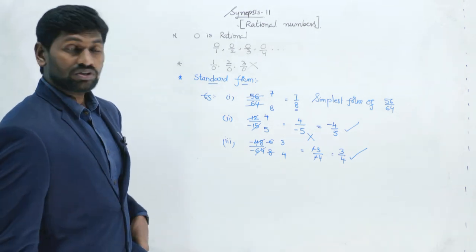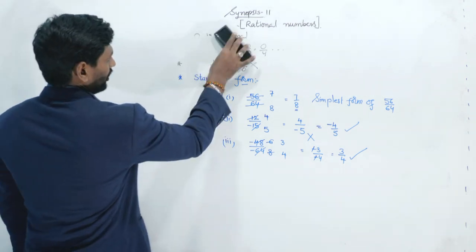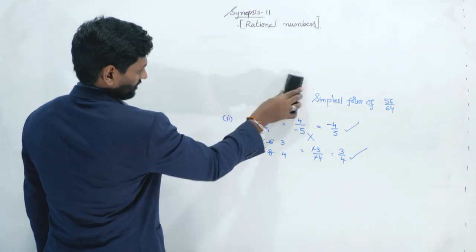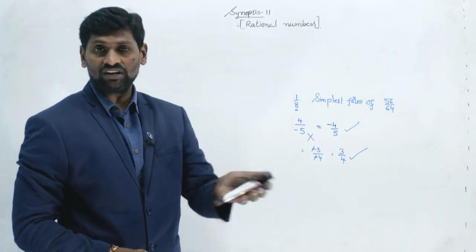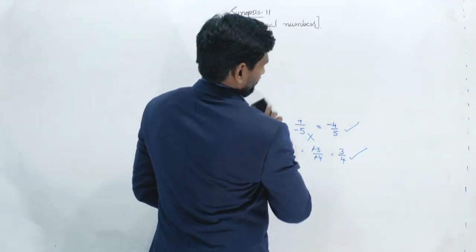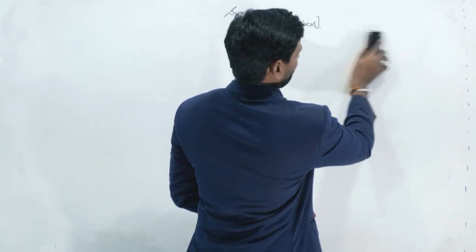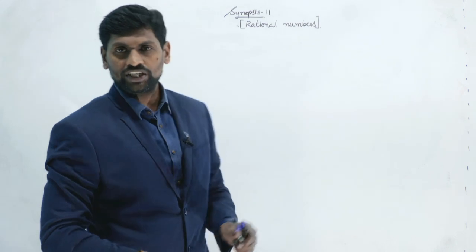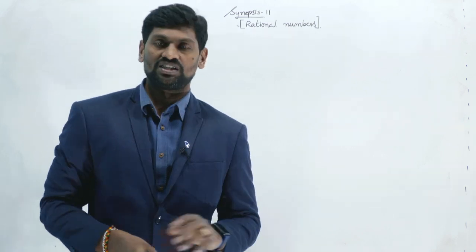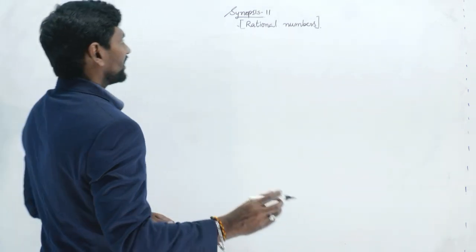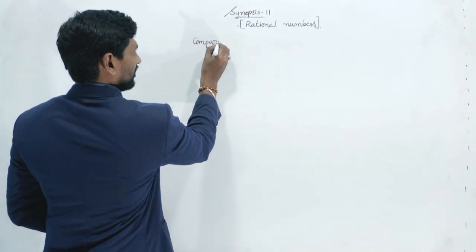So let us go to the next concept: comparison between rational numbers. Usually we compare numbers to know which is greater and which is smaller. While comparing any two quantities or any two shapes, in mathematics we check which is smaller and which is larger. Now let us check the comparison.